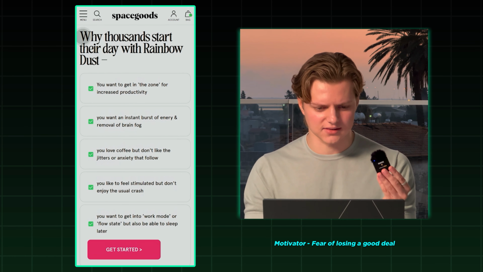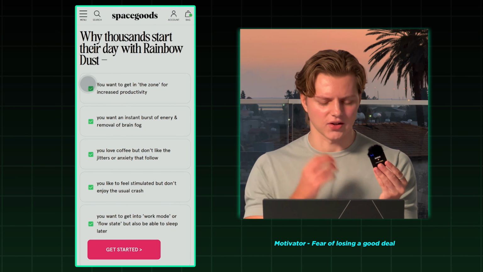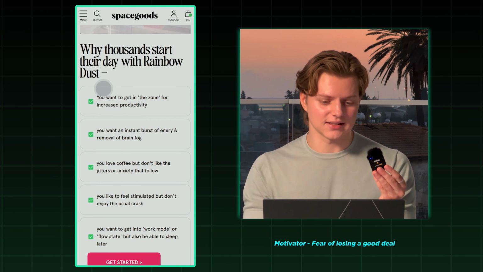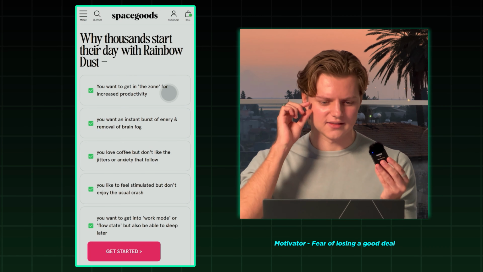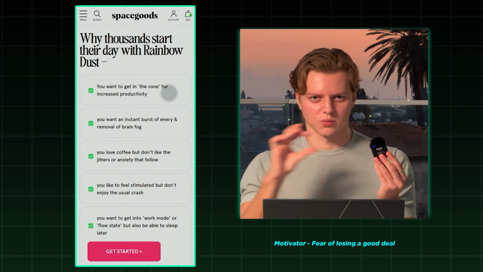because it says why thousands start their day with rainbow dust, and then they suddenly now talk from your perspective. You want to get in the zone. You want an instant burst of energy, and this is good copy. It just creates a little bit of cognitive friction here, trying to translate the meaning and the framing of the headline with a different framing for the actual points.